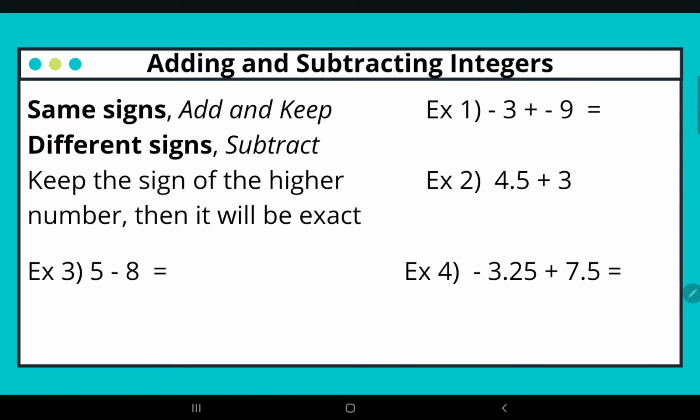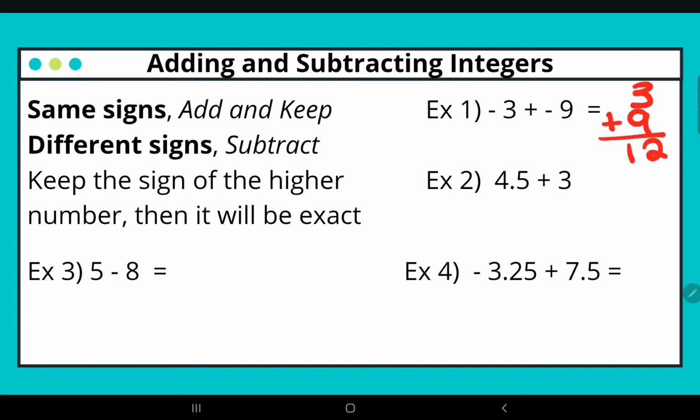So when I look at the first example, I want to take into account the words of my song. Same signs, add and keep. So if I look at example 1, I'll notice that both of these numbers have the negative sign in front of it. So both of them are negative and they're being added. So following the rule, I'm going to stack my numbers. 3 plus 9, which is 12.